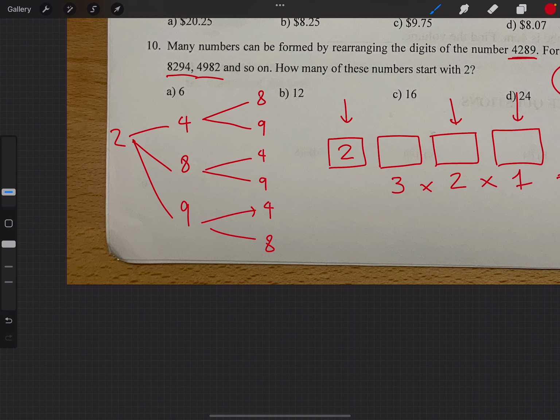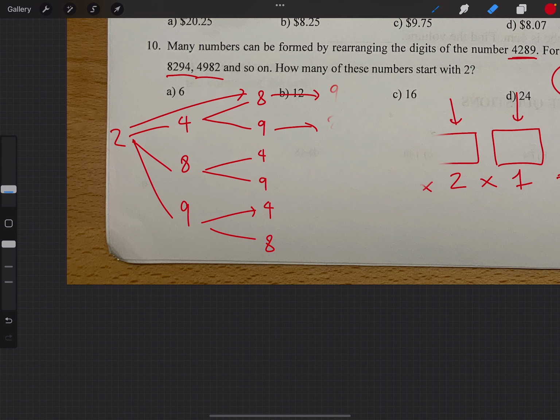Now let's look at it this way. If the third number was an 8, the last number must be a 9. If the third number was a 9, the last number must be an 8. If the third number was a 4, the last number must be a 9, and this one must be a 4, this one must be an 8, or this one must be a 4. So how many combinations? You've got 1, 2, 3, 4, 5, 6. As you can see, there's still 6.